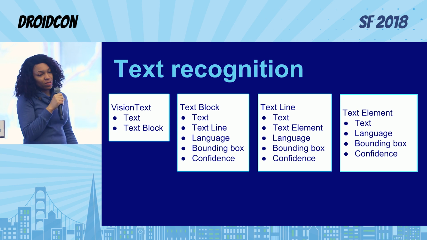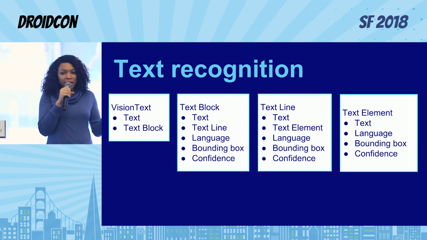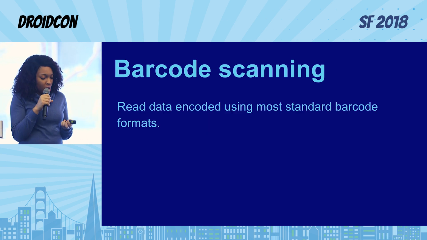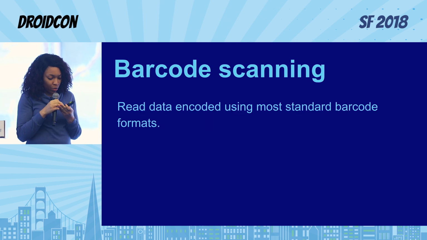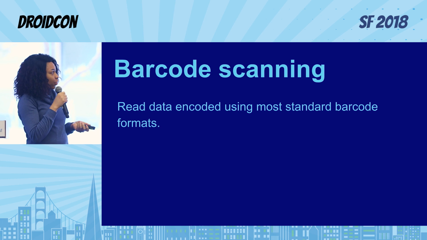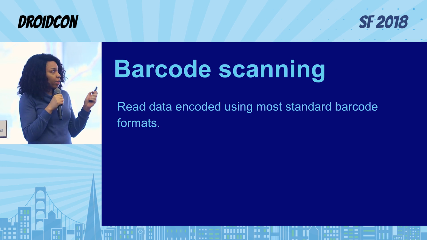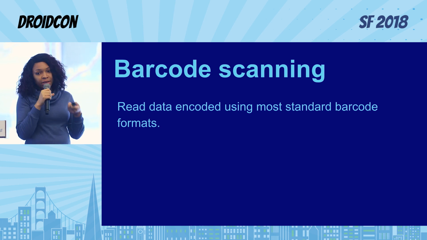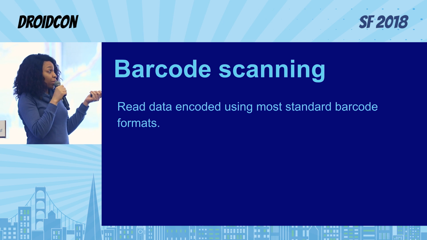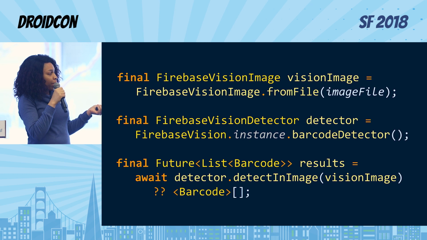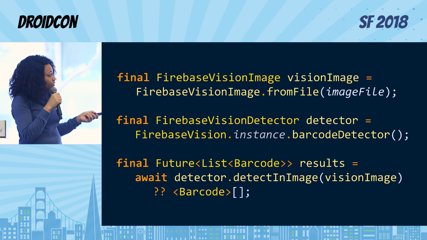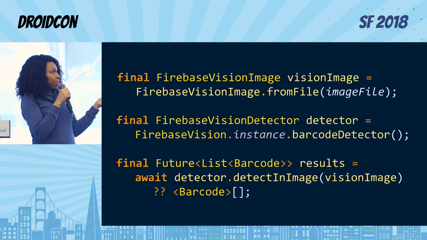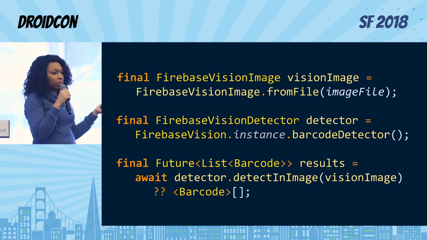So barcode scanning is just scanning barcodes of different formats. It supports a lot of formats. I don't have the list of formats, but it's really cool that you can scan a barcode and get the response. It's the same as before: you send your image, and then you get back a list of barcodes. And this is just some of the data from the object.